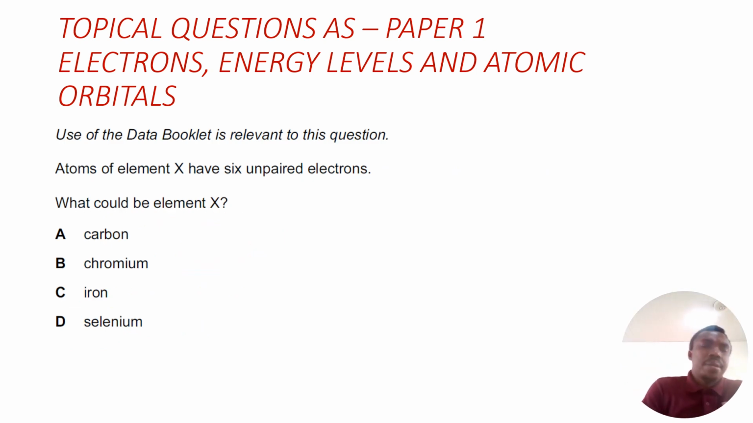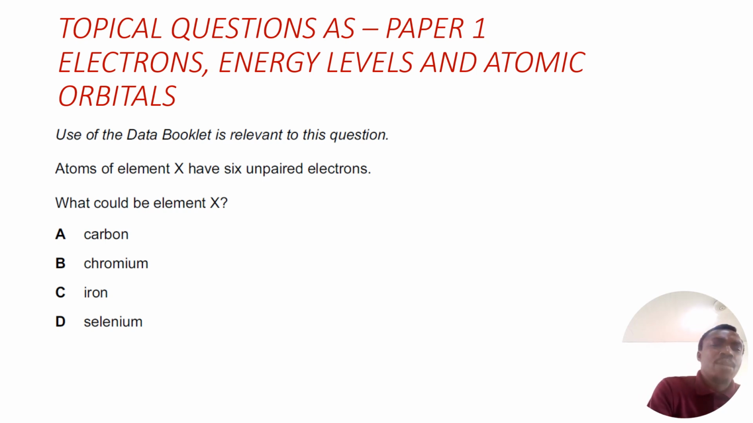So the next question goes: use of the data booklet is relevant to this question. Atoms of element X have 6 unpaired electrons. What could be element X? A is carbon, B is chromium, C is iron, and D is selenium. We are to use the data booklet to check the atomic number of the elements from the periodic table, then write the electronic configuration to find the element that has 6 unpaired electrons.